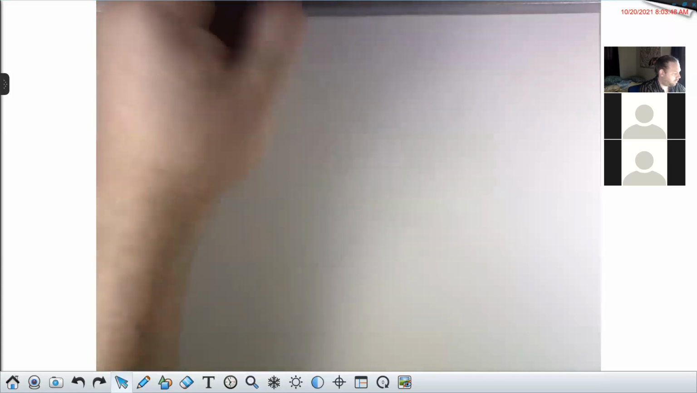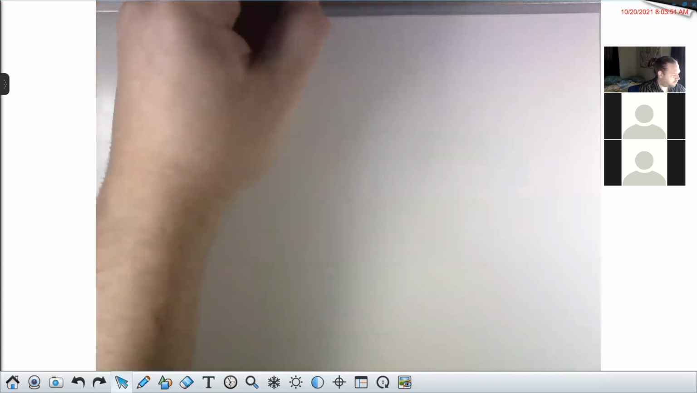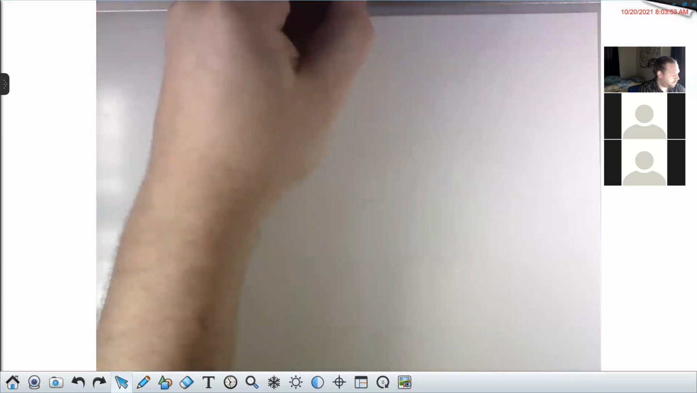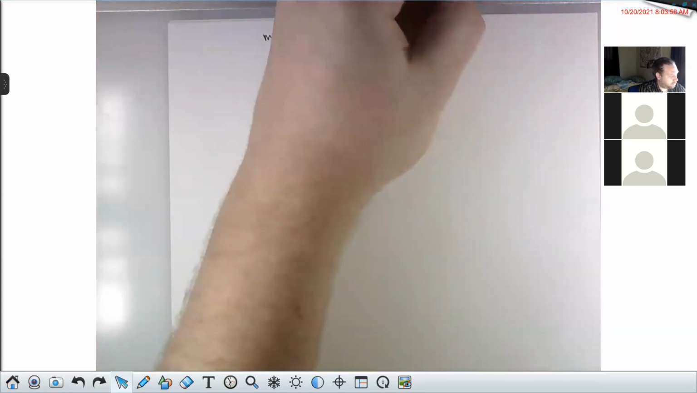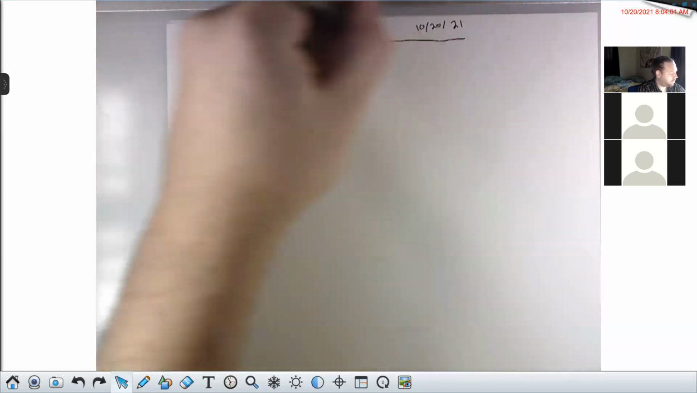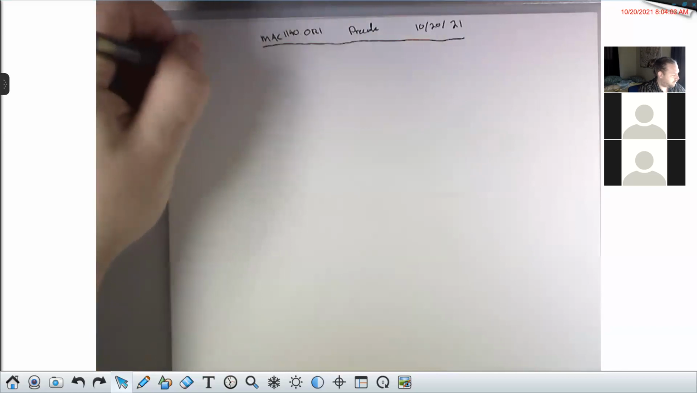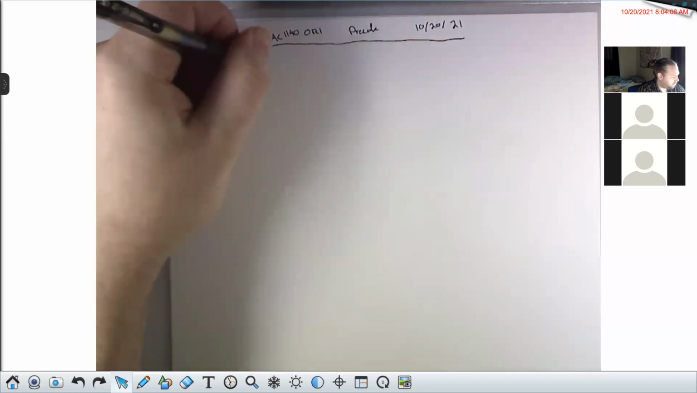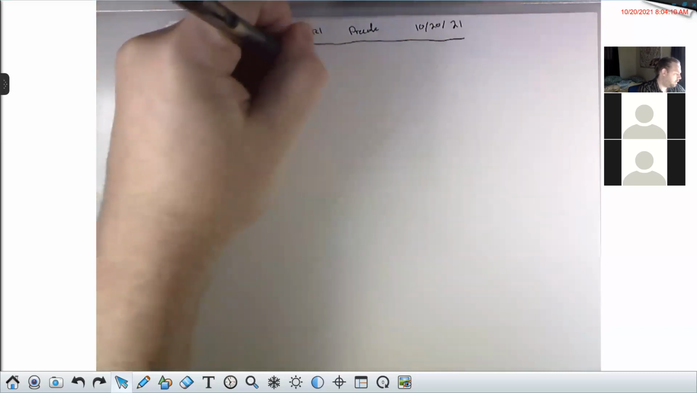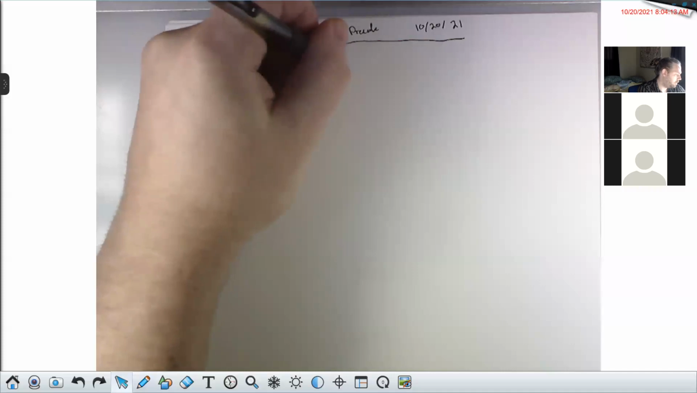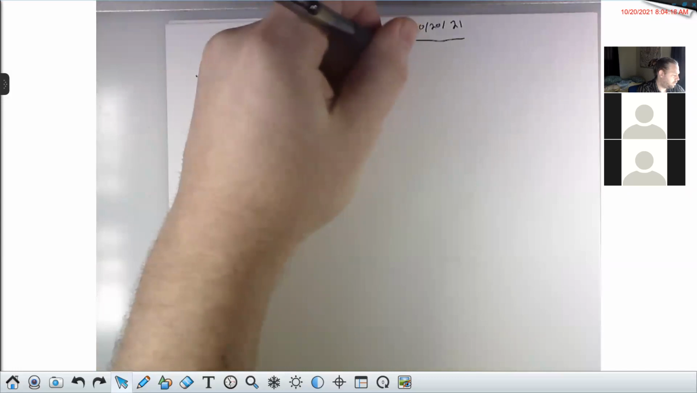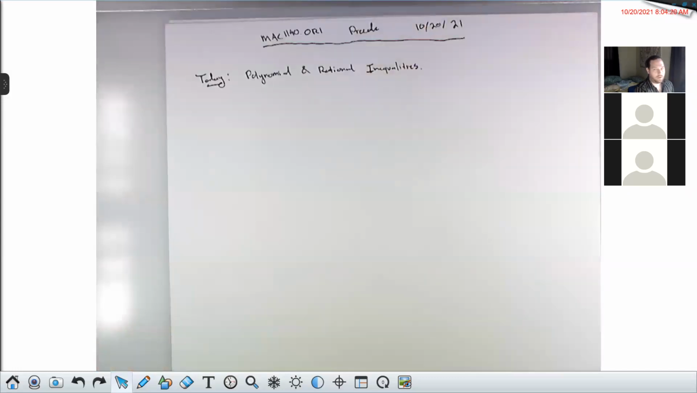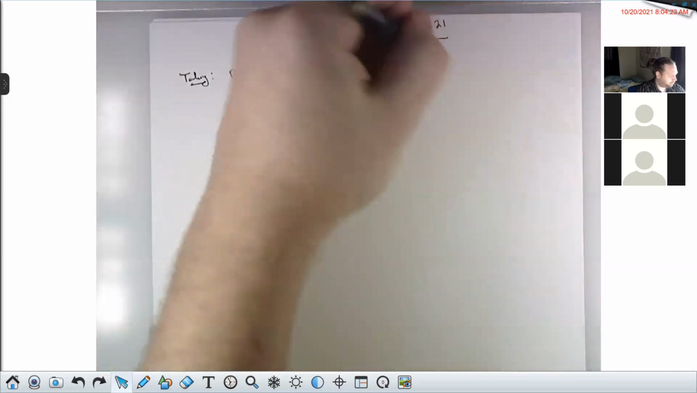MAC 1140 section O, which is pre-calculus. Today is the 20th of October, 2021. Today, polynomial and rational inequalities. And that's section 3.7.